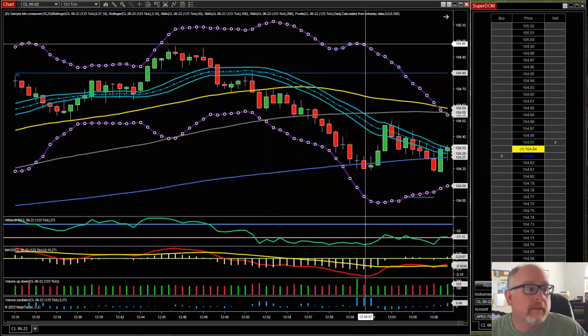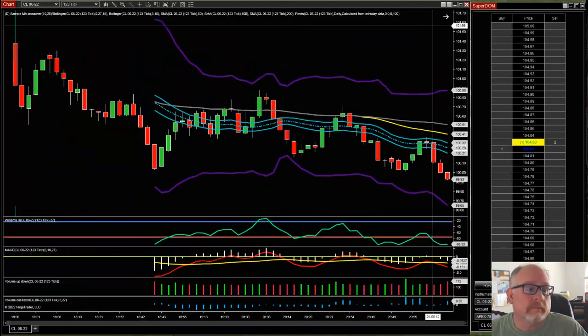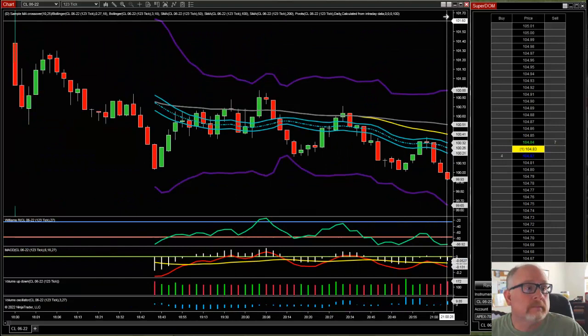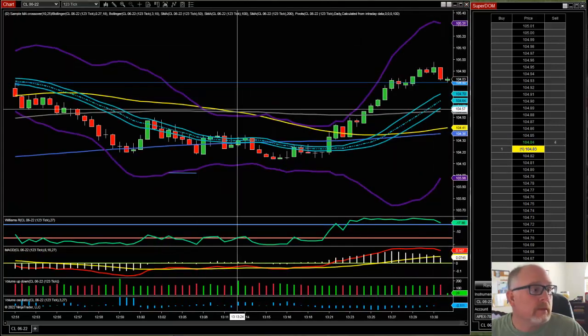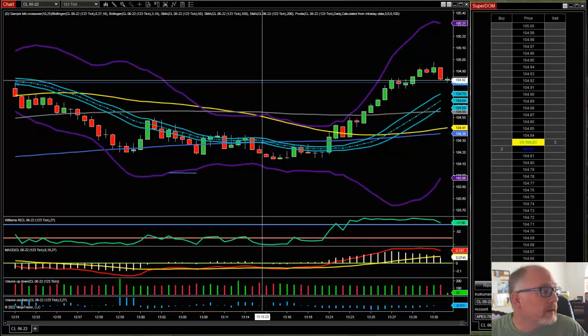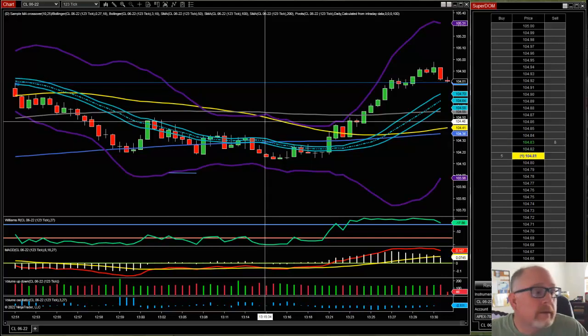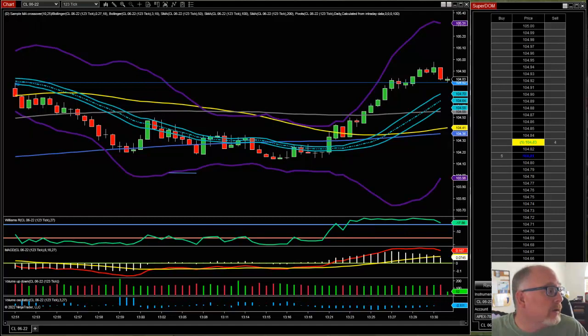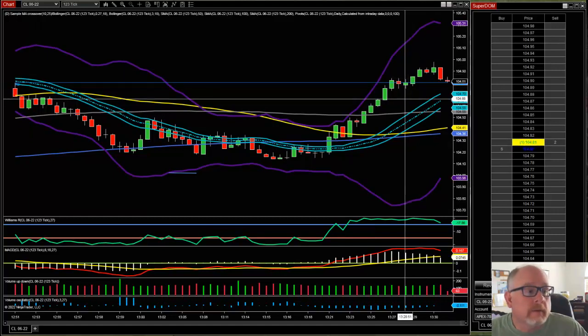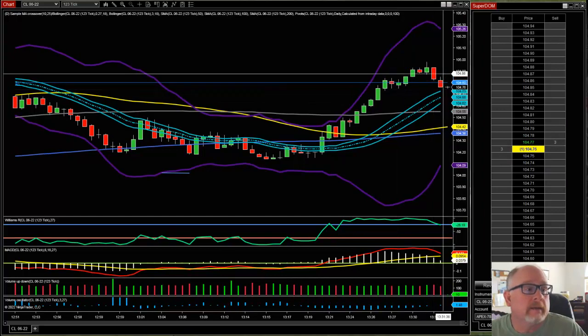Wrong way with that. Got a line right there. What is that? That'd be R2, close to the R2 line. R2 today should be 104.79, which is basically where we're trading.